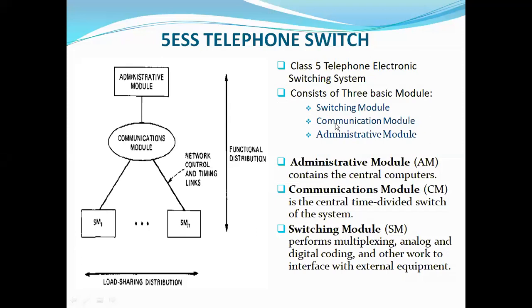These 3 modules are the switching module, communication module and administrative module. So we have 3 basic modules: the administrative module, the communication module, and the distributed switching module. The administrative module contains central computers. The communication module performs the function of a time division switch, and the switching module performs the function of multiplexing, coding and other interfacing work to the external equipment.